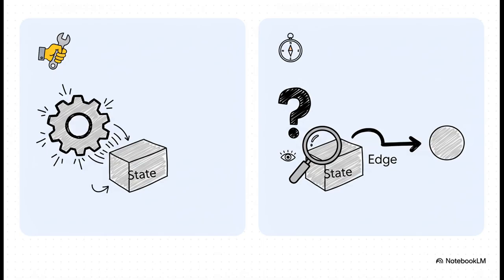Think of it this way. Nodes do things. They change the state. Edges decide things. They just control the flow. Keeping these two jobs completely separate makes everything so much cleaner and honestly way easier to debug when something goes wrong.